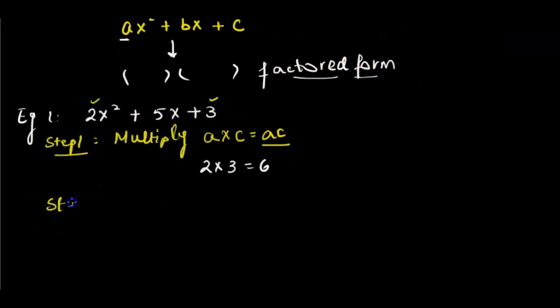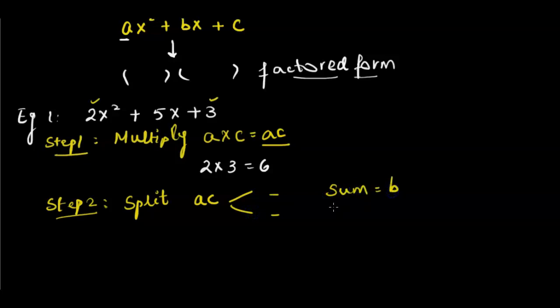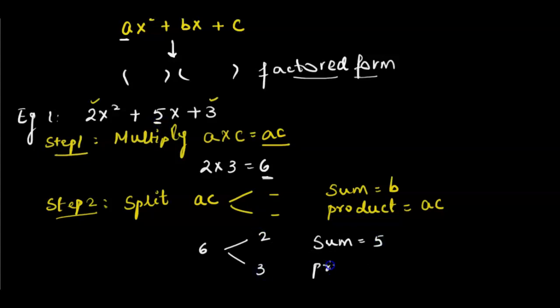Step number 2 is to split the product ac into two numbers whose sum is the b value and whose product is ac itself. In this example, the product that we got in step 1, that is ac, is 6. So we have to split this up into two numbers whose sum should be the b value. The b value we're looking for is 5. And the product should be ac itself, and that is 6. So the two numbers that we've got are 2 and 3.